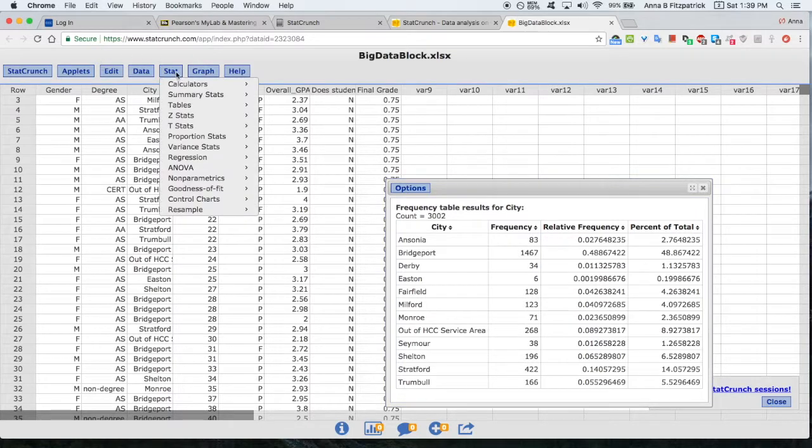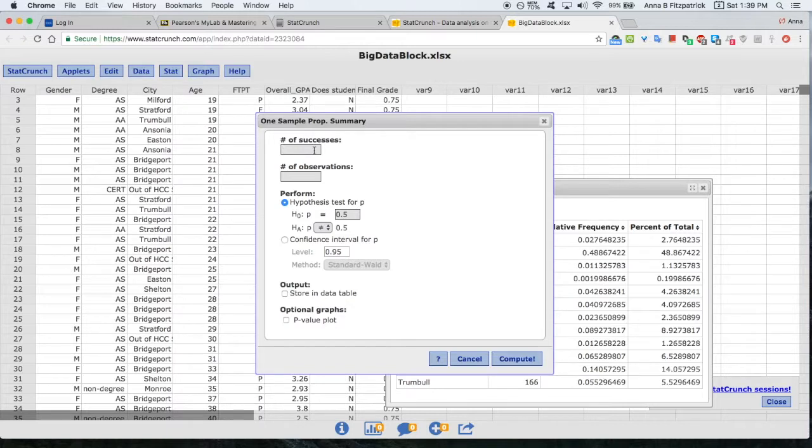Then we can go in and do a proportion stats summary to test our hypothesis. So our number of successes is 1,467 students being from Bridgeport, with our number of observations being 3,002 total number of students. And our null hypothesis here is 0.39, and our alternative hypothesis is not equal to 0.39.